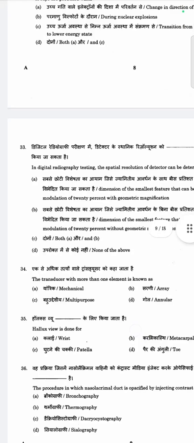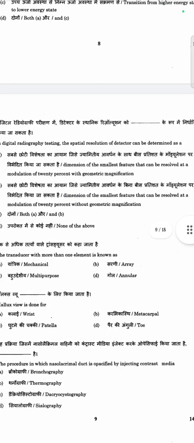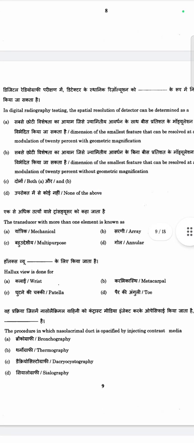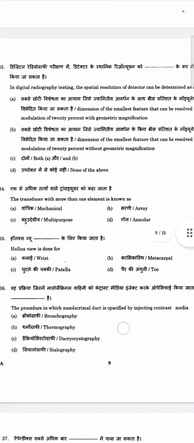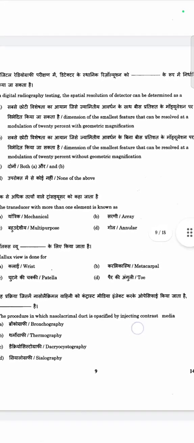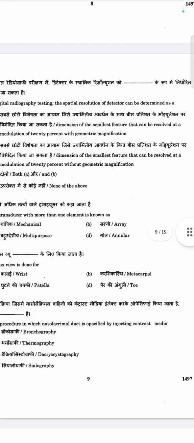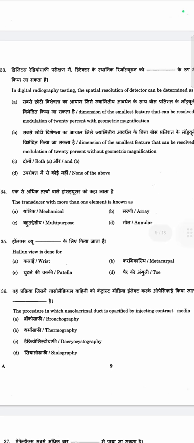Question 33: in digital radiography testing, spatial resolution is used to determine the dimension of the smallest feature that can be resolved at a modulation of 20% with geometric magnification. So it is asking about the spatial resolution that can be resolved at modulation 20%. The correct answer will be A.